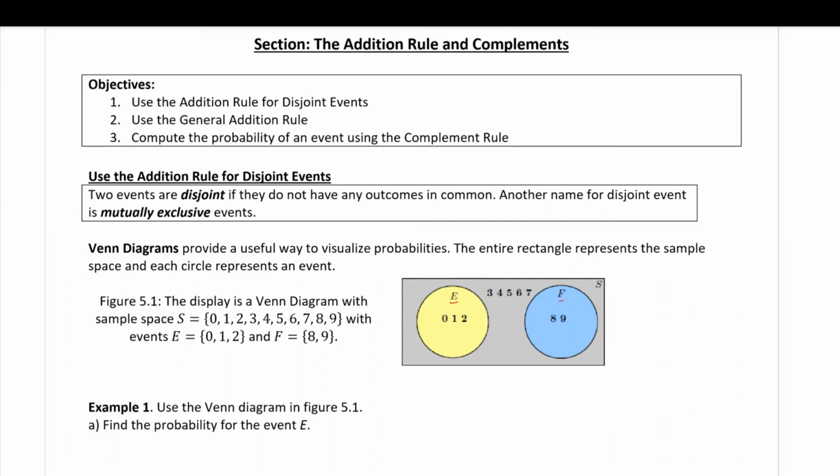And we already know how to represent a sample space using set notation. So this particular sample space, everything within the rectangle, is 0 through 9. There's 10 elements there, right? 0 through 9, 10 elements. Where event E is 0, 1, 2, that's the yellow circle there. And event F is 8, 9, which is that blue circle. Okay, so let's keep that in mind as we answer these questions.